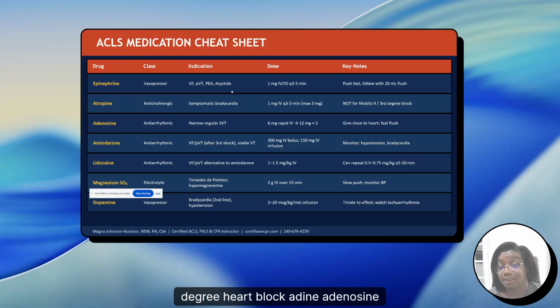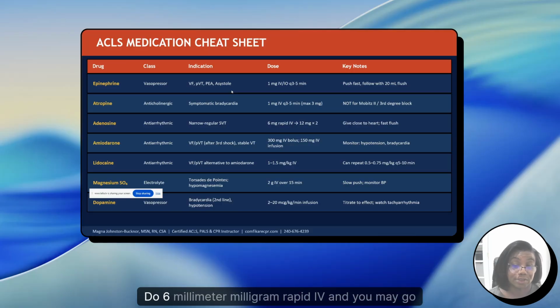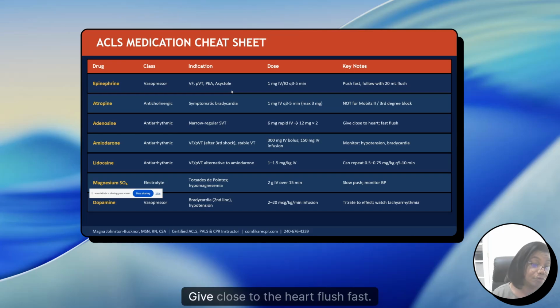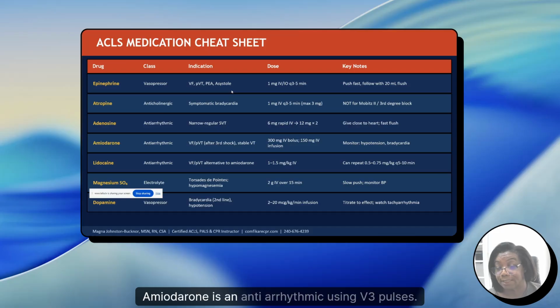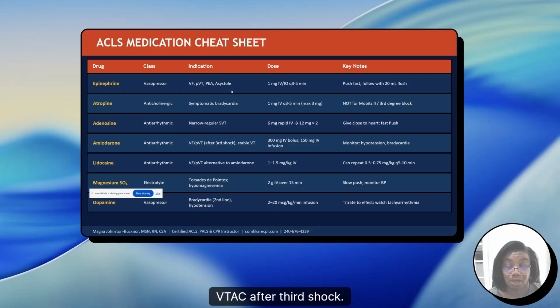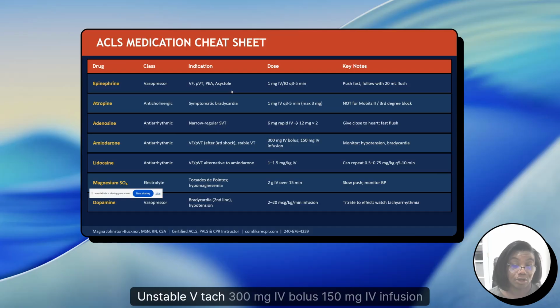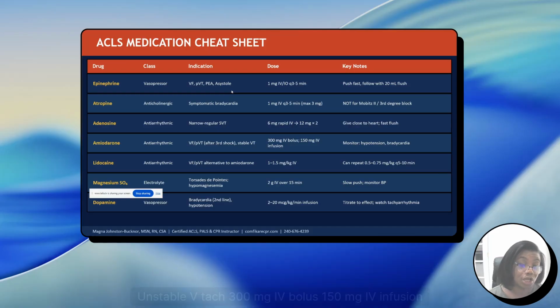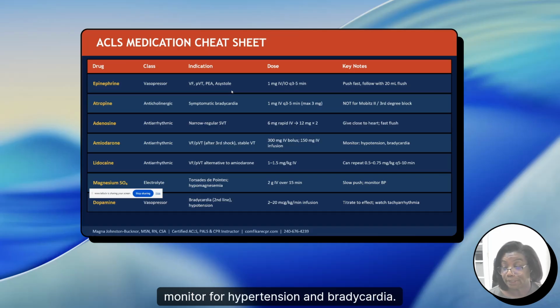Adenosine, an antiarrhythmic, for narrow regular SVT. First dose 6 milligrams rapid IV, and you may go to 12 if it doesn't work. Give close to the heart, flush fast. Amiodarone is an antiarrhythmic used in VF, pulseless VTAC after the third shock, and unstable VTAC: 300 milligram IV bolus, then 150 milligrams IV infusion. Monitor for hypotension and bradycardia.